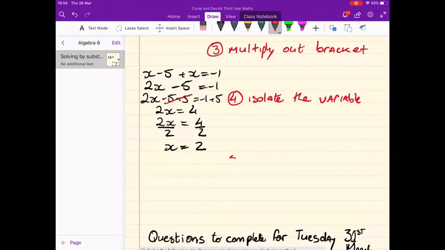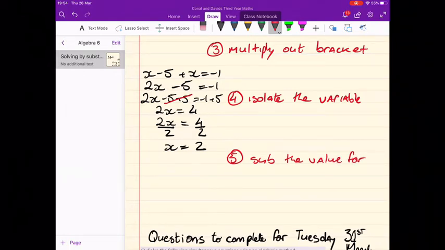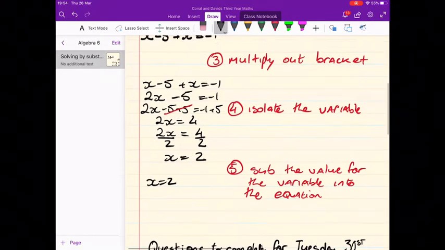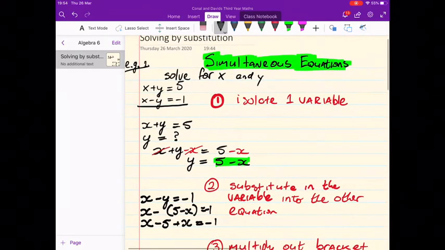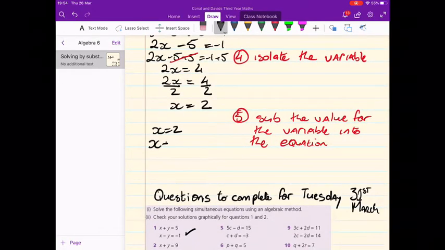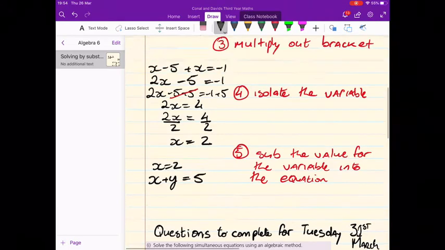So now I found out what one of the variables is. So my fifth step is to sub the value for the variable into an equation. So I have x is equal to 2, and I'm going to substitute that into one of the original equations I started off with. So one of them I might pick could be x plus y is equal to 5. It doesn't matter which one I pick right now.